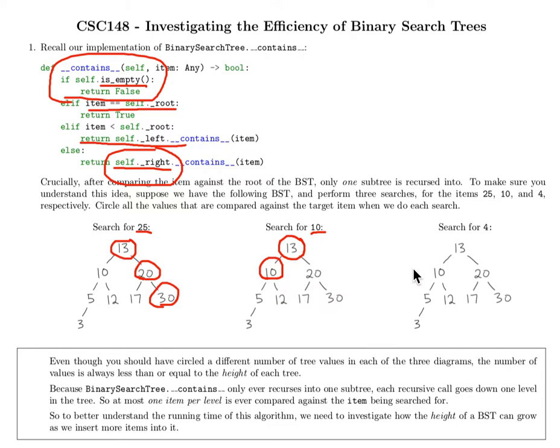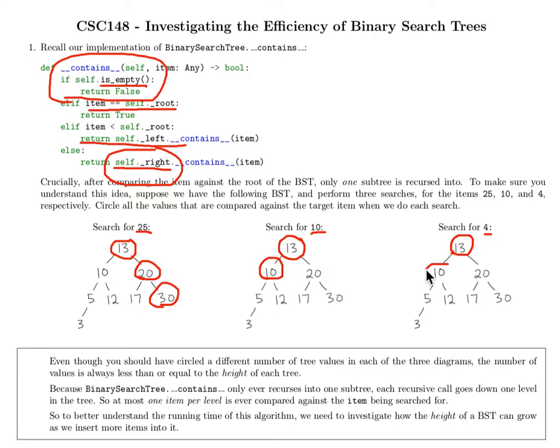All right, last but not least, let's do number 13. Sorry, let's do number 3. So this time we're looking for the value 4. I'll go through this one a little bit quicker because we've already done this a bunch of times. So we compare against 13, it's less than 13. So we go into the left subtree, compare against 10, it's less than 10.